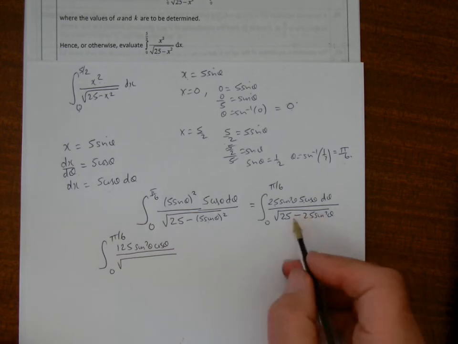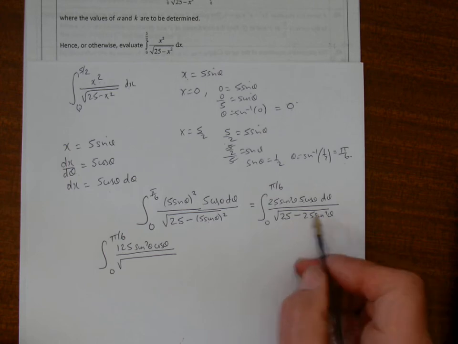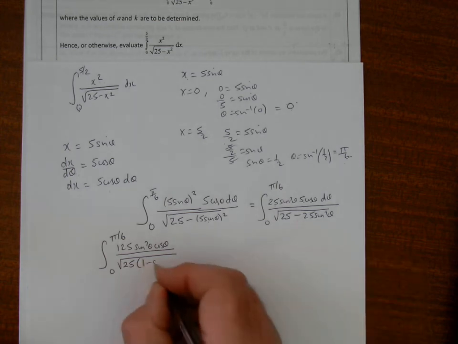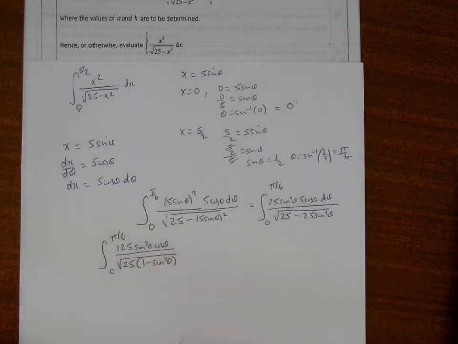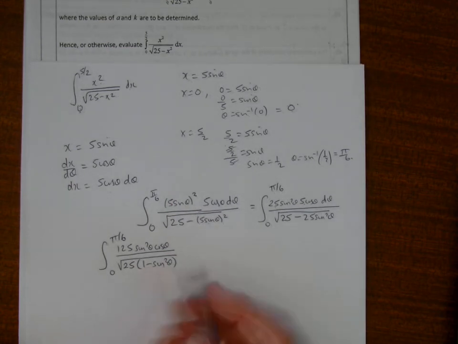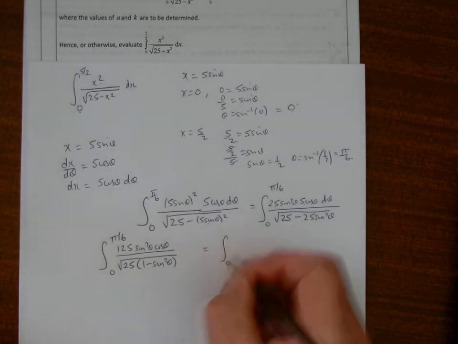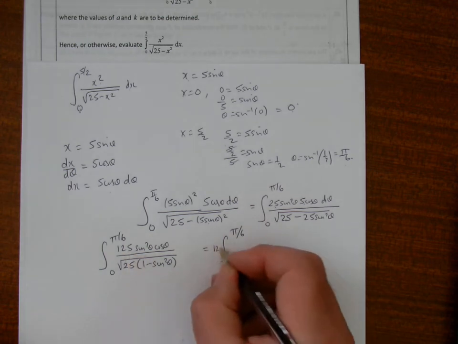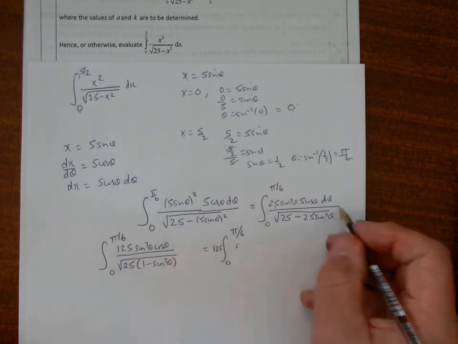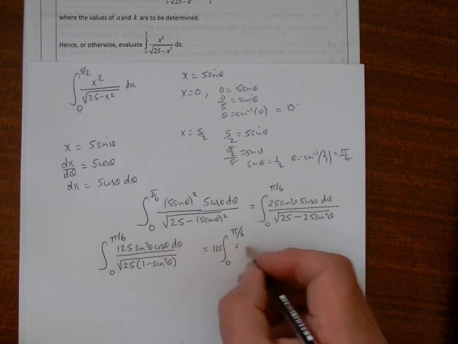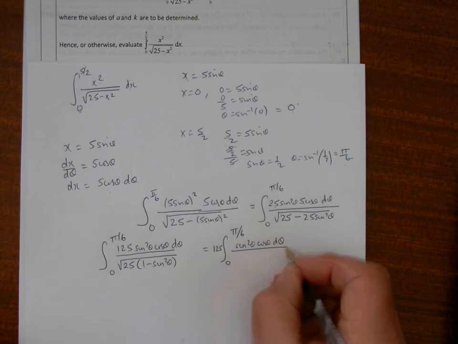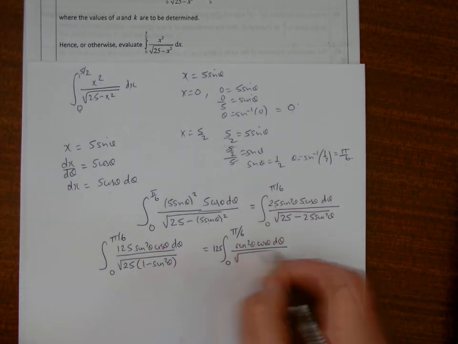this bottom line here. When you've got a sum or a difference of square roots, you can't square root them separately. So I need to make them into one term, and this will factorise. That's 25 bracket 1 minus sine squared theta, and I know that 1 minus sine squared is cos squared. So that's 0 to pi by 6. The 125 can go outside. There's d theta there as well.